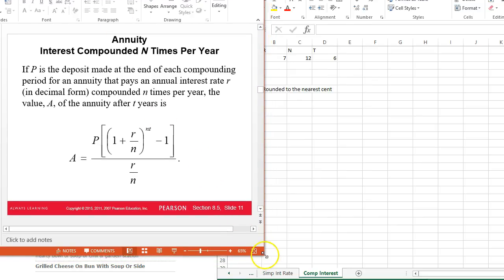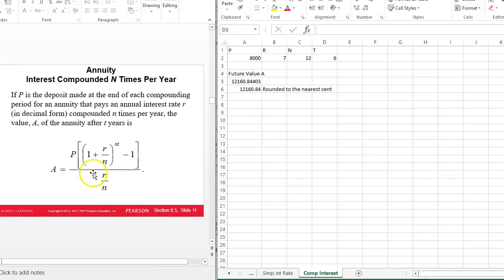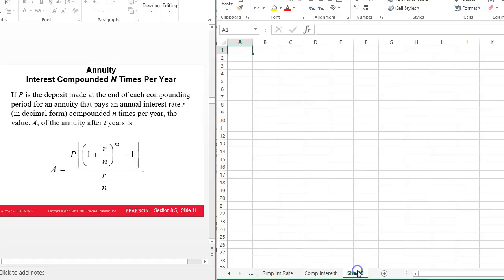This is an annuity, and this is one where P is what we're going to put in each month. So I'm going to call this annuity. Alright, so if we're given the payment that's made each month, this is how much it'll accumulate to after T years. So we need P in this formula. The right hand side has P. It has R, N, and T, just like the last one. Just a little bit more complicated of a formula. So let's look at an example.